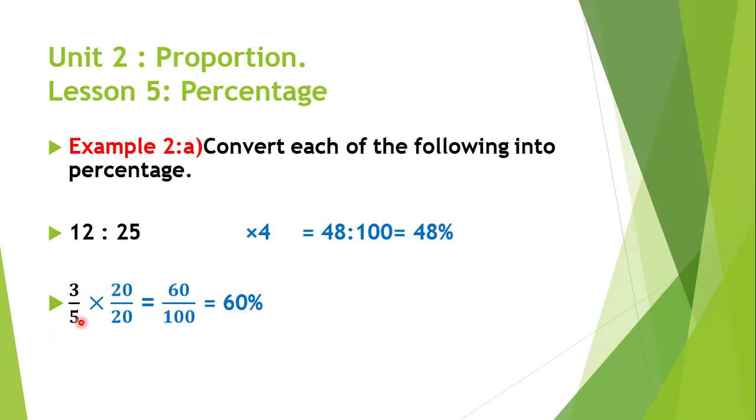Here we have a fraction, 3 over 5. In the same way, I want the second term, which is 5, to become 100. So I multiply by 20. Both terms will be multiplied by 20. 3 times 20 is 60, and 5 times 20 is 100. So the result will be 60%. Another one, 0.17. We studied before that 0.17 means 17 over 100. So it's very easy to change from decimal to percentage. 17 over 100 means 17%.